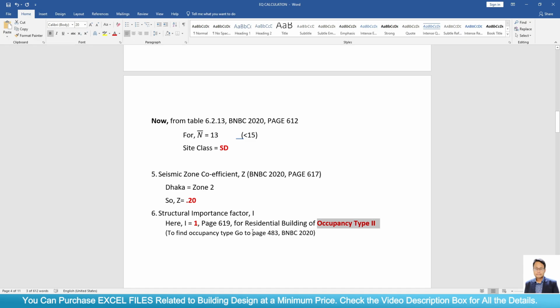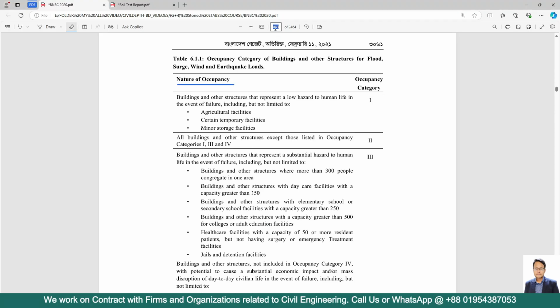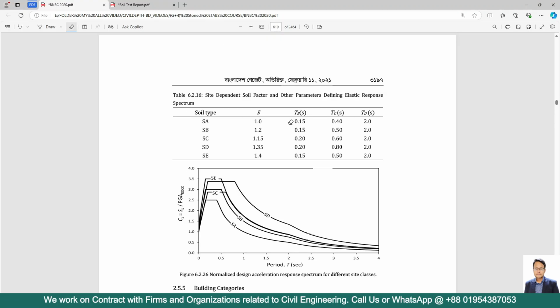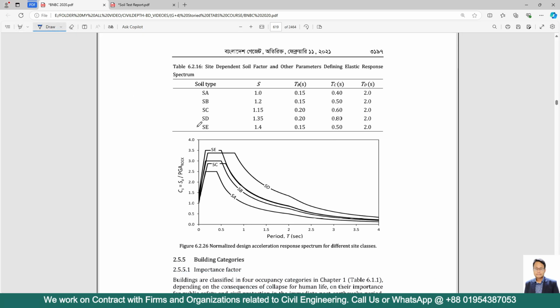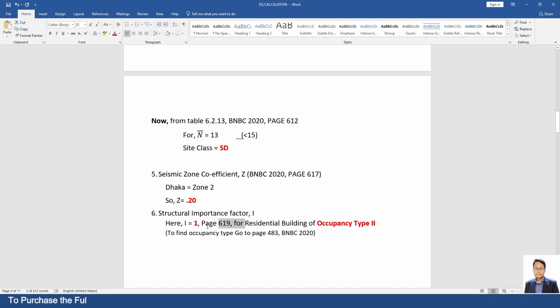Now, as per this occupancy type, we have to take a decision about the importance factor. So go to page number 619. Go to page number 619 here. Then find out the importance factor I. Here you can see for occupancy category 1 and 2, importance factor should be 1. So right here I equals 1.